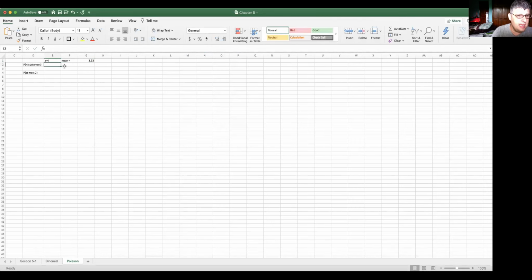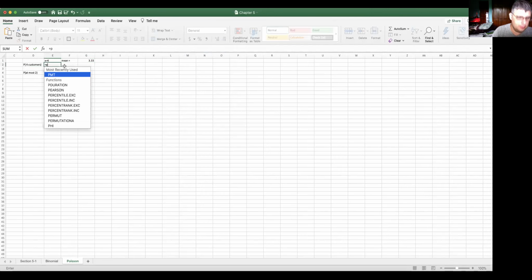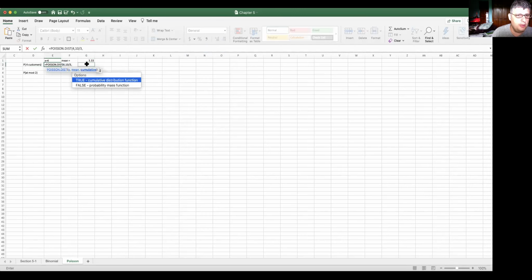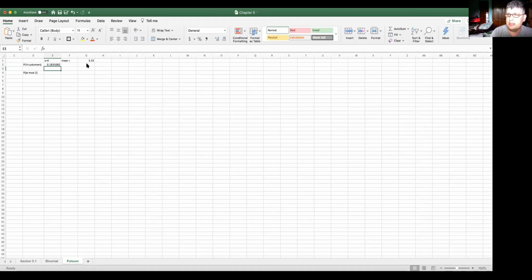So to find exactly, I do equals POISSON.DIST, for distribution. My x is 4. My mean is 10 over 3. And again, I want exactly, so that is a probability mass function. So I'm going to put in 0 for false, or click on false. And there I get the same exact answer as we did by hand, 0.1835.